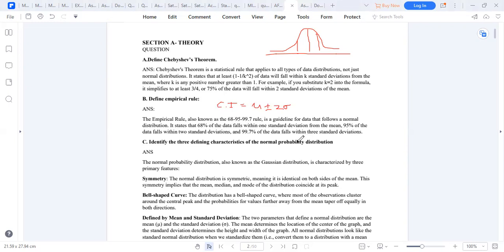So it is also known as the 68, 95, 99.7% rule. So it assumes that 68% of the data will fall within 1 standard deviation, and 95% of the data will fall within 2 standard deviations, and 99.7% of the data will fall within 3 standard deviations.